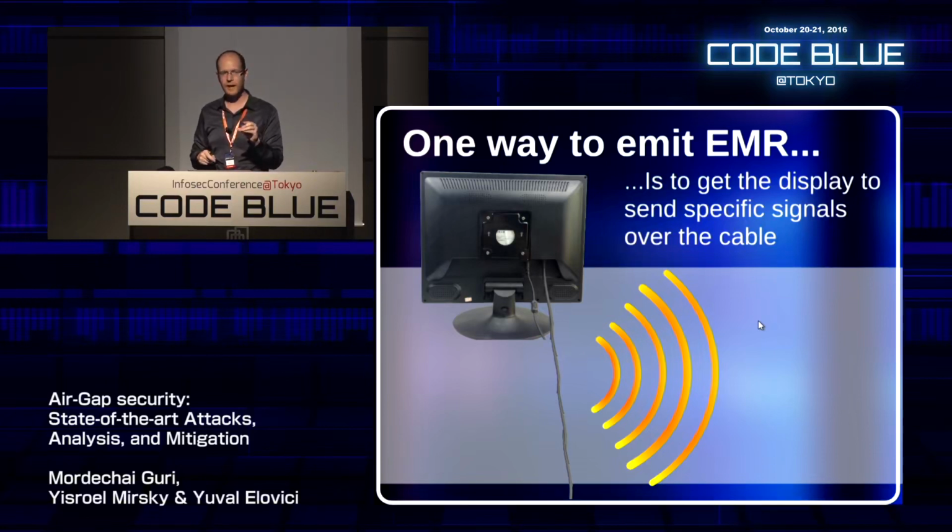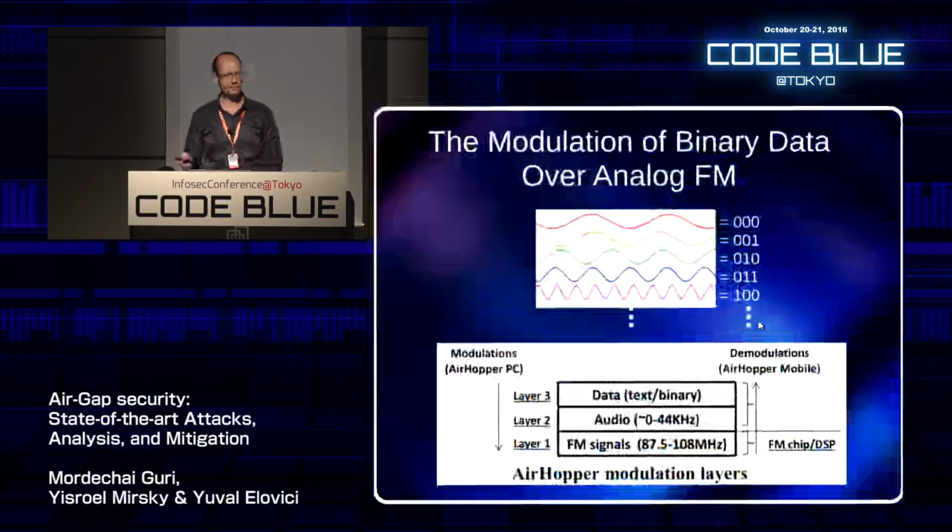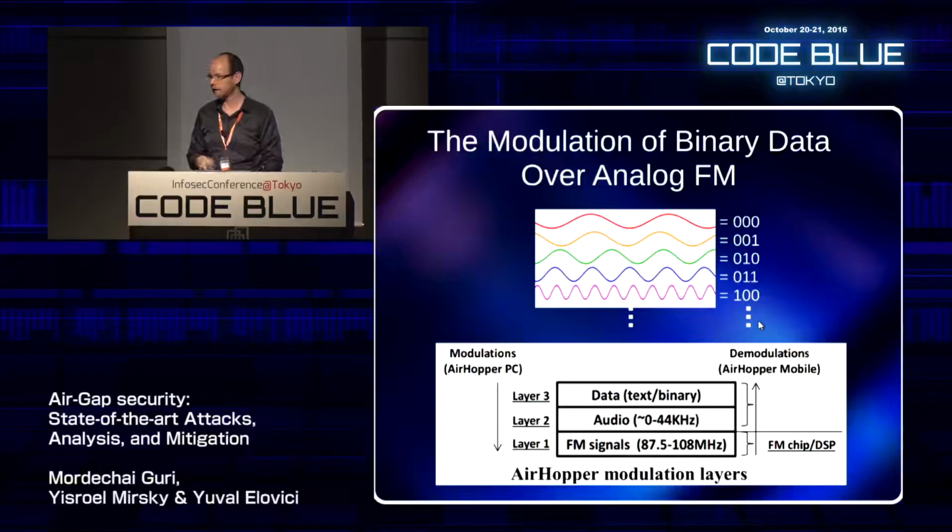So one way to emit EMR from a screen is to send very specific signals to be displayed on the screen. What happens is the cable connecting to the screen actually emits radio waves based off those signals. I'm not going to go into detail of how to generate those signals. If you're interested, you can take a look at our paper. But the general idea is that certain frequencies and shapes affect the signals being emitted from these cables, whether it be VGA or DVI and so on.